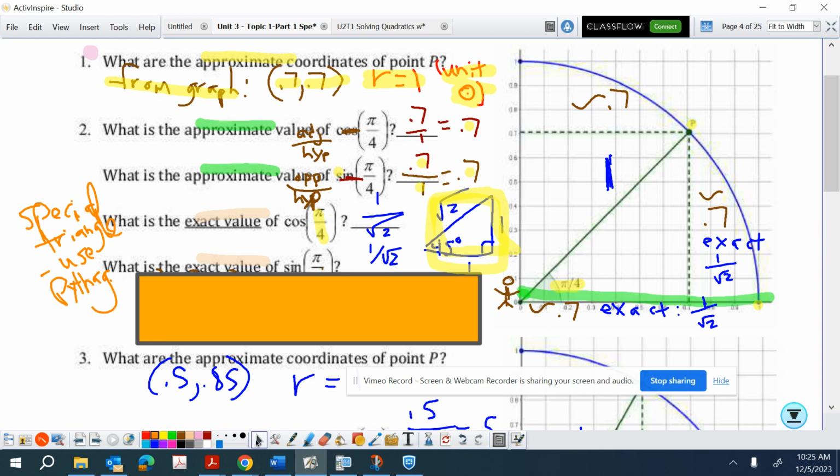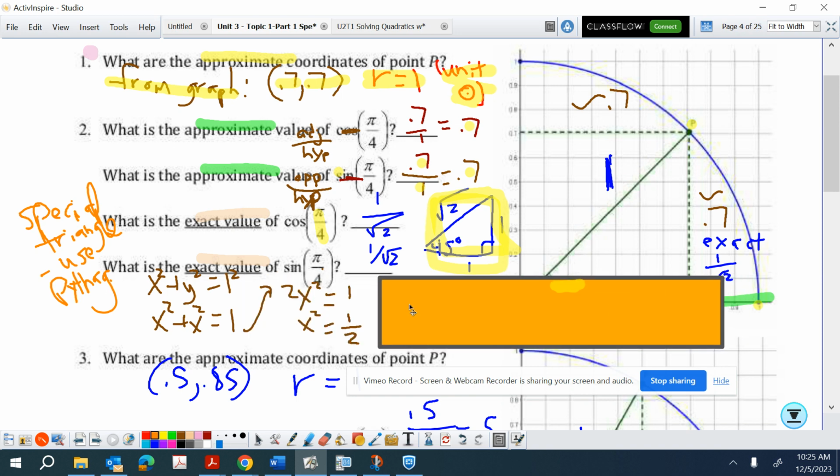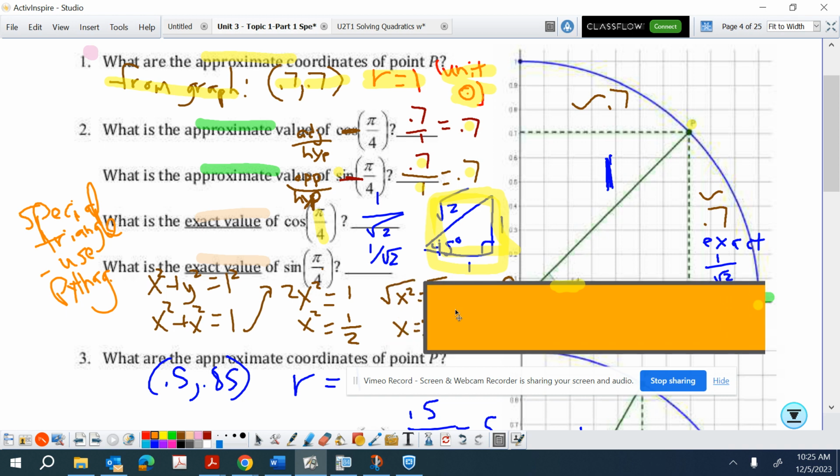is use Pythagorean to find the exact values of the x and y of that triangle. So using Pythagorean, I can use x squared plus y squared equals r squared. That's also the equation of a circle, if you remember. Since the x and y are the same approximate value, that means they're going to be the same exact value. So when I'm doing Pythagorean, rather than say x squared plus y squared, I'm going to change that to x squared plus x squared equals 1. So that's 2x squared equals 1, dividing by 2, x squared equals a half.